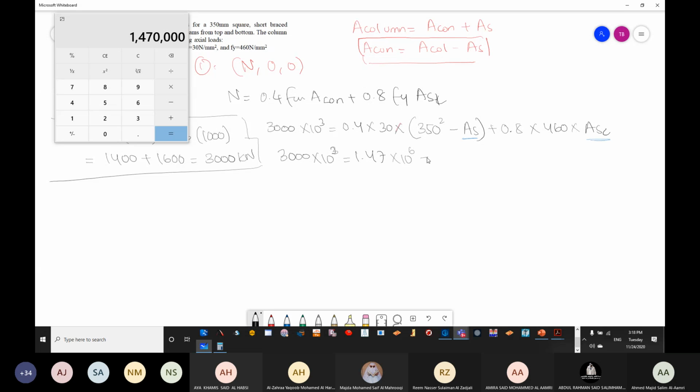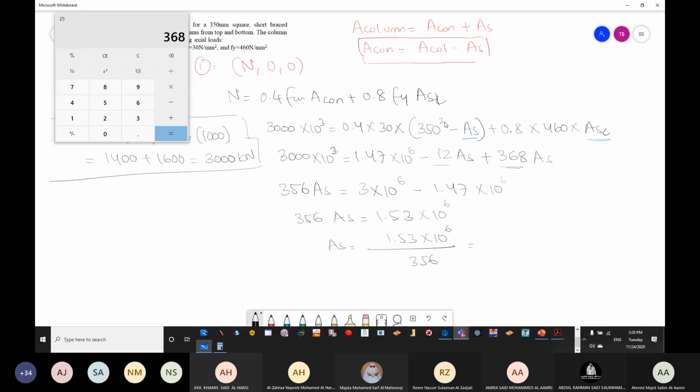And then we have minus 0.4 into 30. So 0.4 into 30, this is going to give you 12, plus 0.8 into 460, it's going to give you 368. So now what we can do is put the As together. So we are going to have 356. 368 minus 12 equals 3 times 10 to the power of 6 minus 1.47 times 10 to the power of 6. So now we have 356 As is going to equal 1.53 multiplied by 10 to the power of 6. So As is equal to 1.53 into 10 to the power of 6 divided by 356.